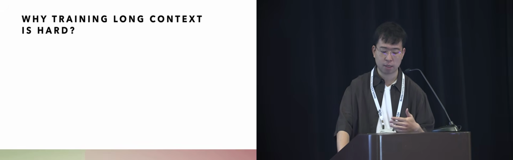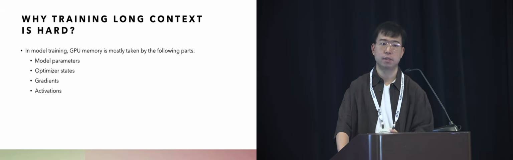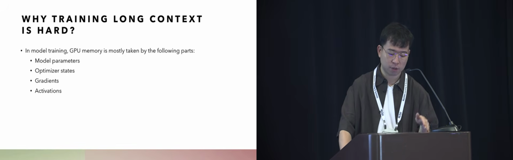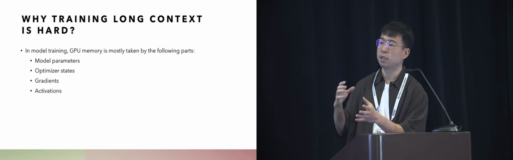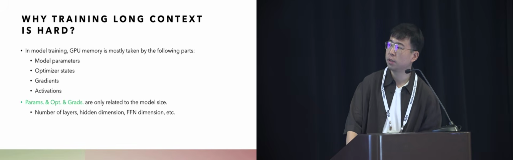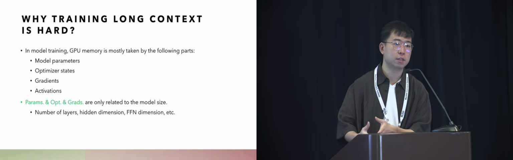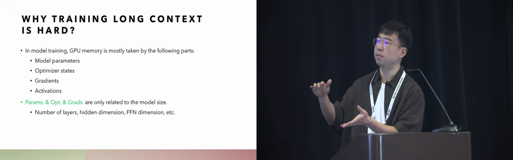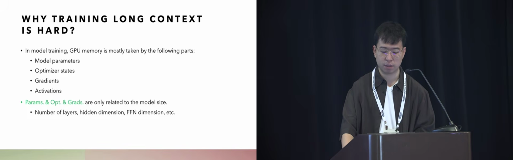So why is training long context so hard? I guess everyone here is very familiar with these four components during model training: model parameters, optimizer states, gradients, and activations. These four parts occupy our GPU memory during training. The first three components only relate to how large your model is, for example the number of layers, hidden dimensions, etc. Once the model is fixed, this part of memory consumption can be perfectly estimated and it won't change.